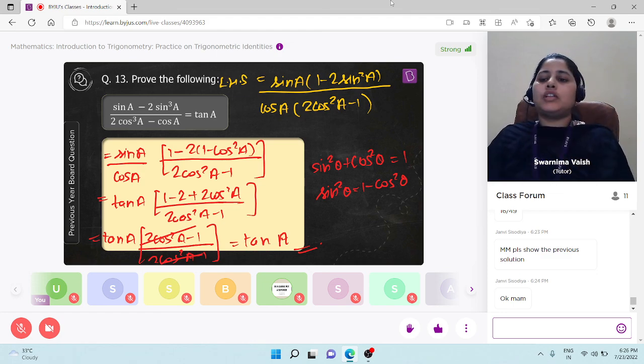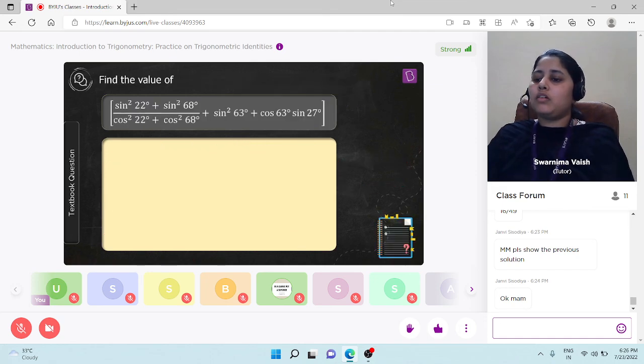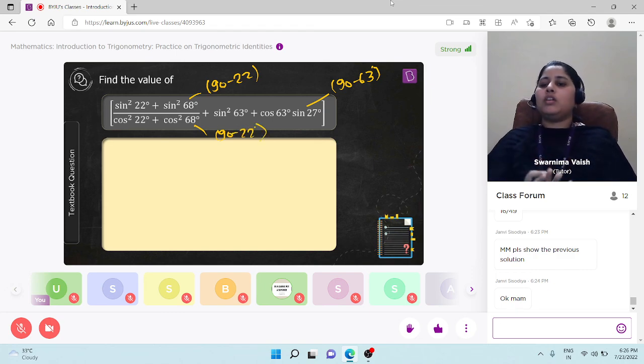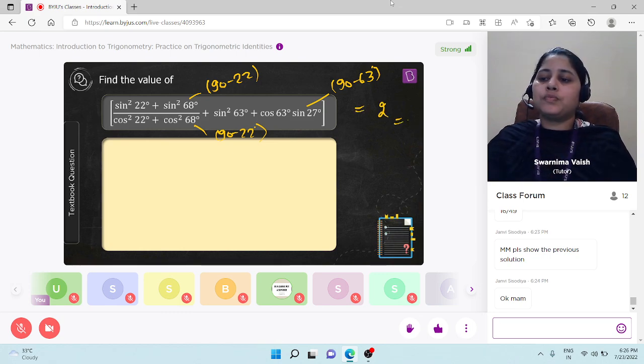Students, the next question is the textbook question. And students, in this question, note it down. It is your homework question for the session. What you have to do? Just you have to write 68 as 90 minus 22. Sine 90 minus theta is cos theta. Write this 27 as 90 minus 63, or write this 68 as 90 minus 22. That's it you have to do here. Use complementary ratios and you can, students, easily find out the answer. Answer will be equal to 2 for this. Try to solve it by yourself. And if there's any difficulty to solve it, you can ask a doubt in the next session. And trust me, it is a very simple question.